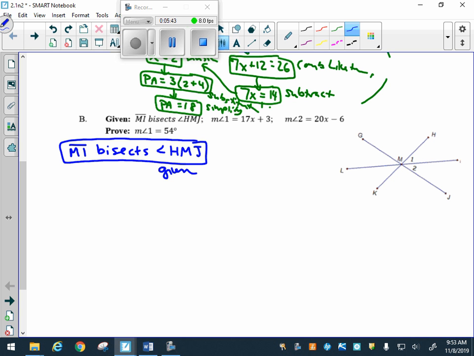So this given, MI bisects angle HMJ. If you remember what bisect means, it cuts it into two congruent pieces. So that means we're going to cut angle HMJ into two congruent angles. So these two angles we should mark congruent based on reading this given. Okay, our other two givens, measure of angle 1 is 17x plus 3. Measure of angle 2 is 20x minus 6.